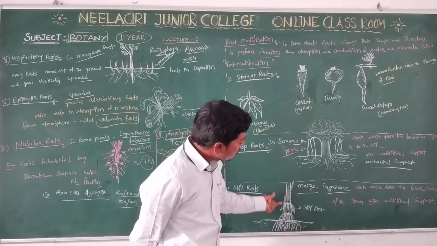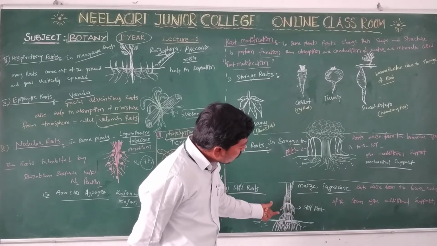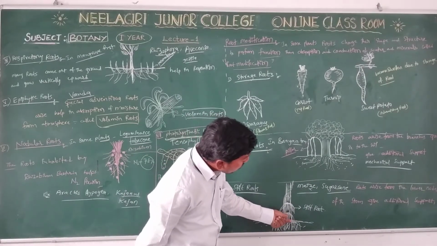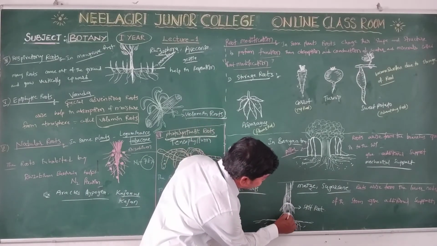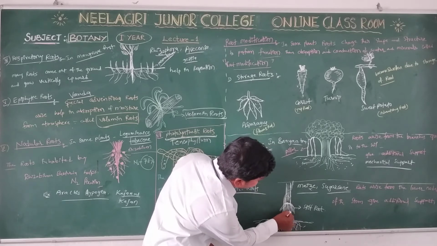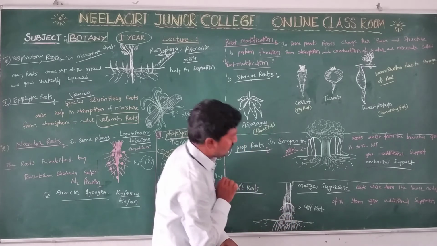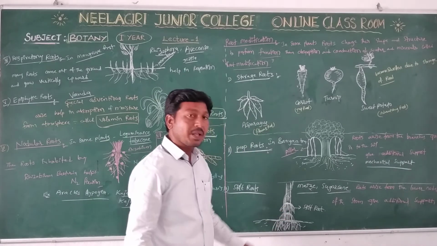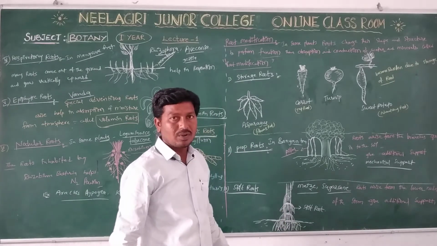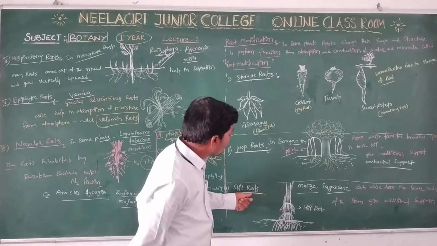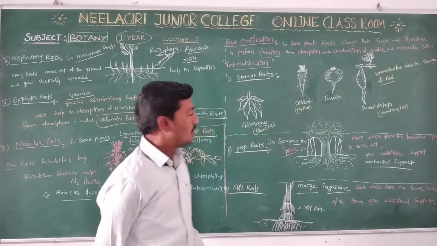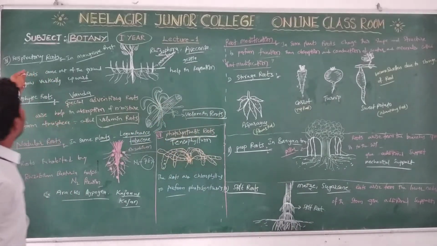And stilt roots: maize, sugarcane. The roots arise from the lower nodes of the stem. Look here, roots arise from the lower nodes of the stem. They give additional mechanical support. This is called stilt roots. Examples: maize and sugarcane. And respiratory roots.